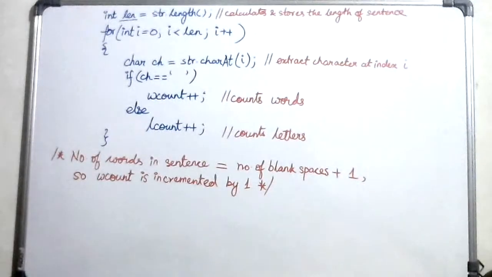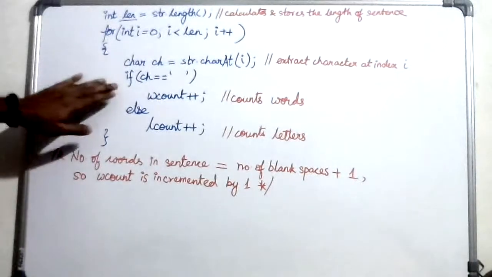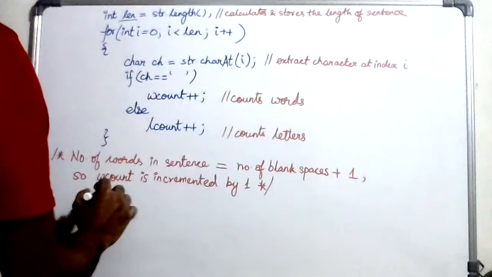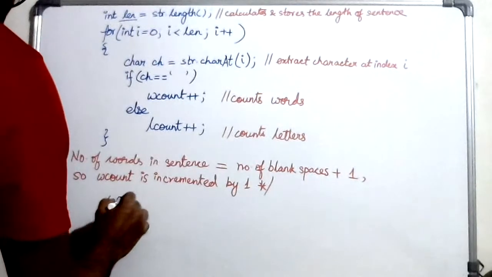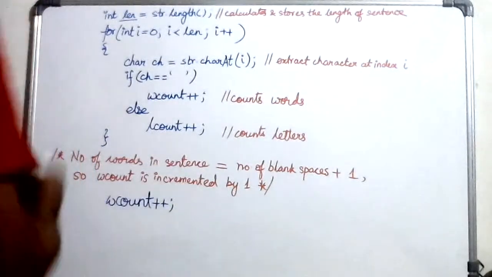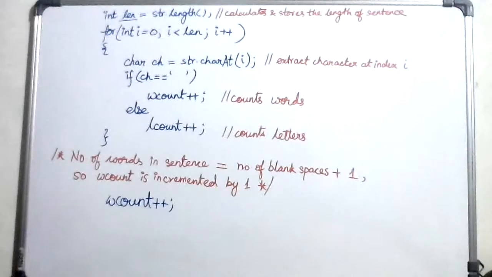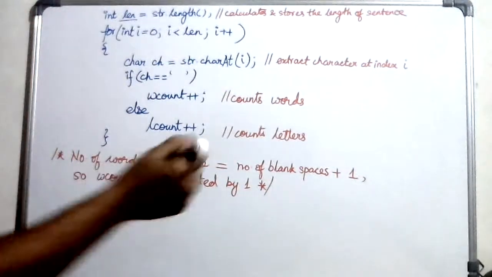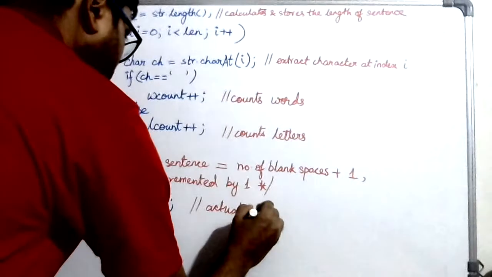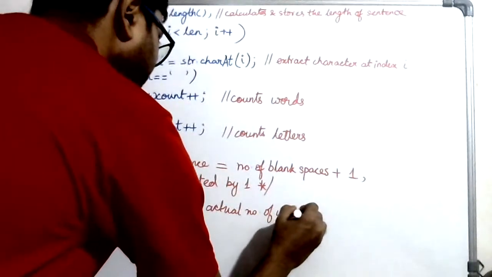So essentially we are counting the number of blank spaces inside the for loop, but since the number of words in the sentence is one more than the number of blank spaces, we will have to increase W count by 1. So W count plus plus. This gives us the actual number of words.